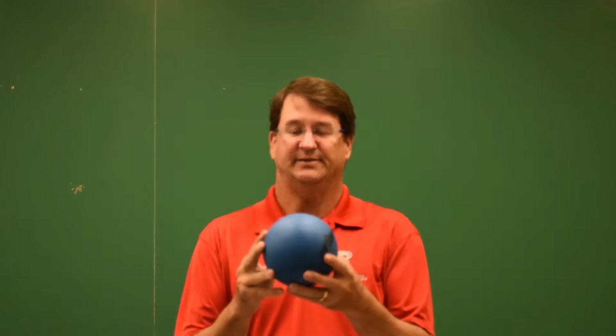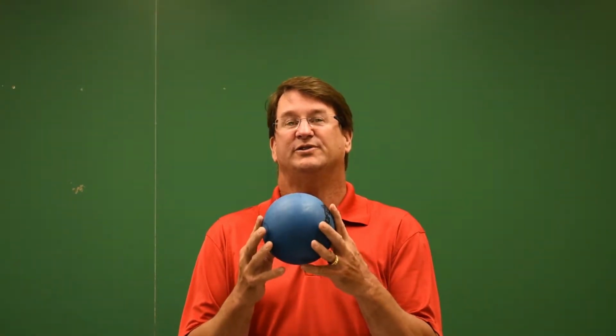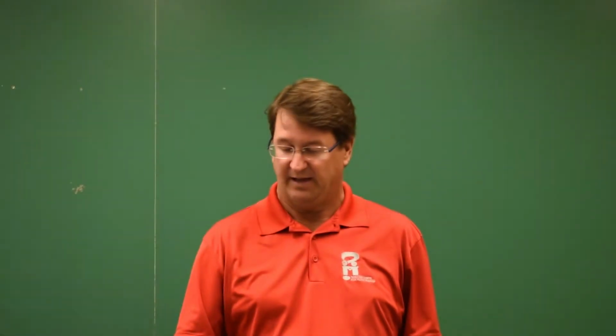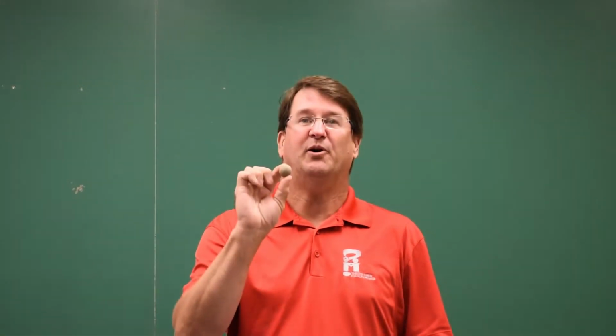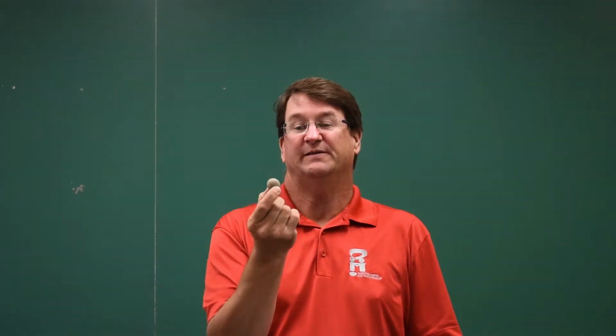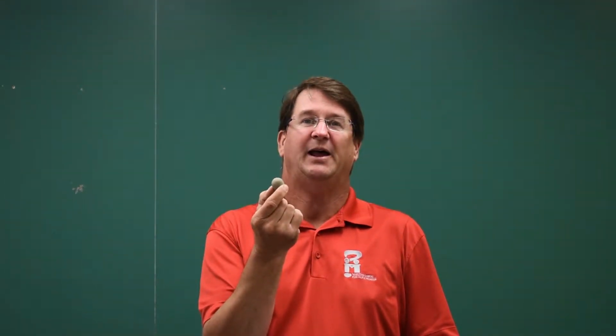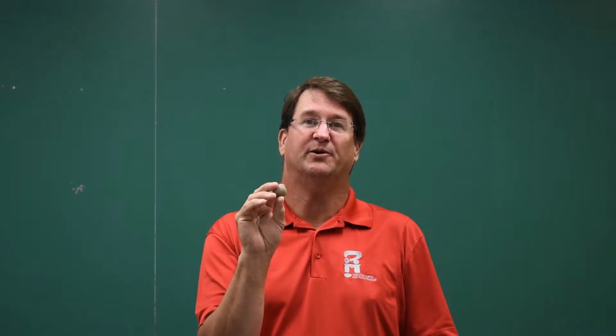Now this ball represents sand. As you can see, it's kind of large, and in this case it's a sphere, but in reality, sand particles are round shaped, but they tend to be a little more irregular than just a sphere. This small ball represents a silt particle. Similar shape to the sand, however, it's much, much smaller.